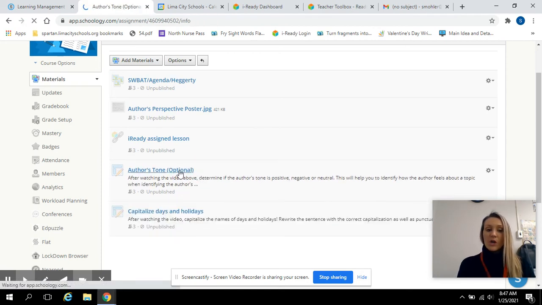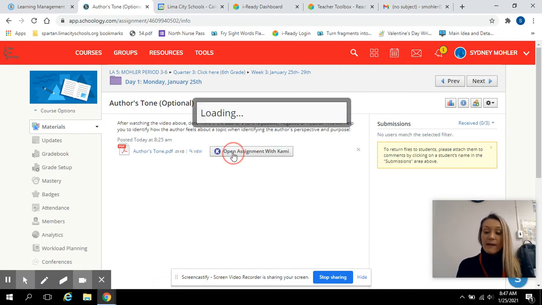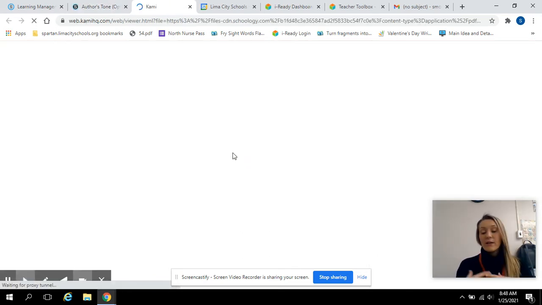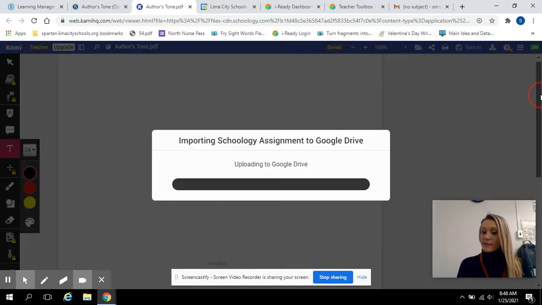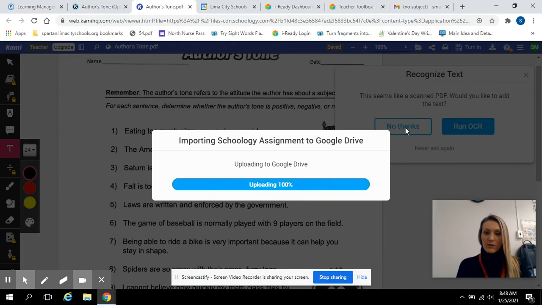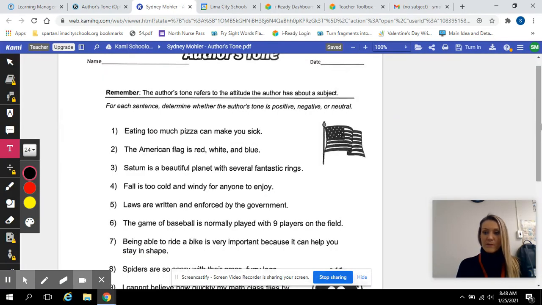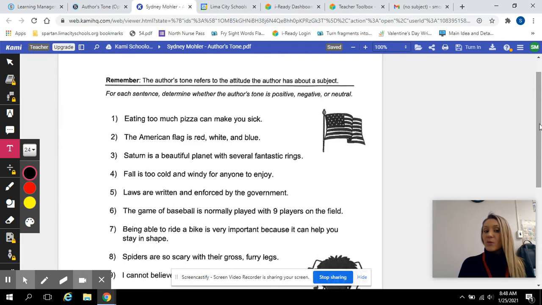we have our author's tone, and this is optional. Okay, if you want the extra practice, you can do this for extra points as well. So for this assignment, for each sentence, you're going to determine whether the author's tone is positive, negative, or neutral. Okay, neutral just means we don't really know if it's positive or negative. So this is going to help you identify the author's purpose or the perspective of how the author feels by identifying their tone, which is basically what they're saying.